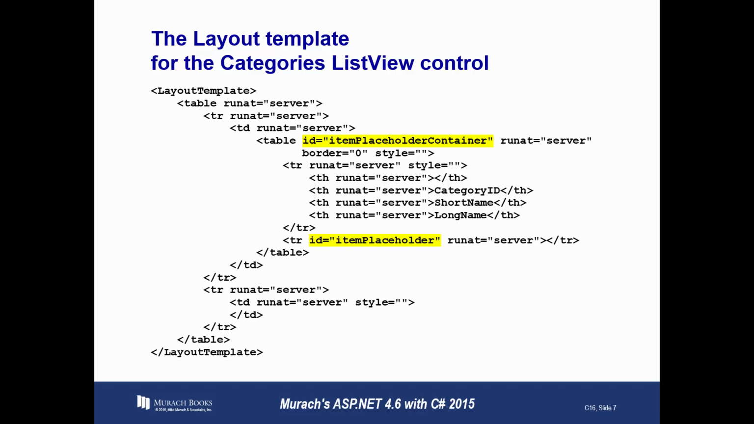One thing that you may or may not notice here is that this template contains a table, again, with 2 rows. The first is for the layout of the table, the second for the layout of the pager area. And each element within the layout template has a runat attribute set to server. It's not required, but it's added by default when you configure the control.